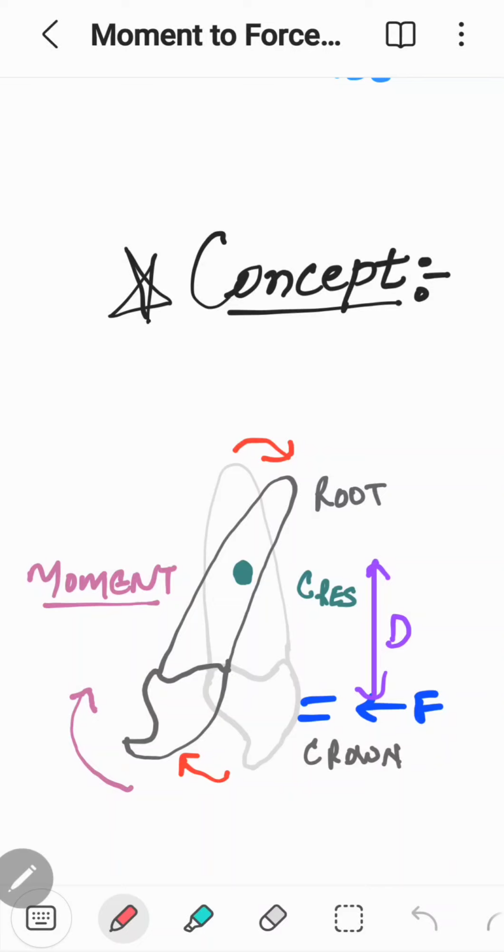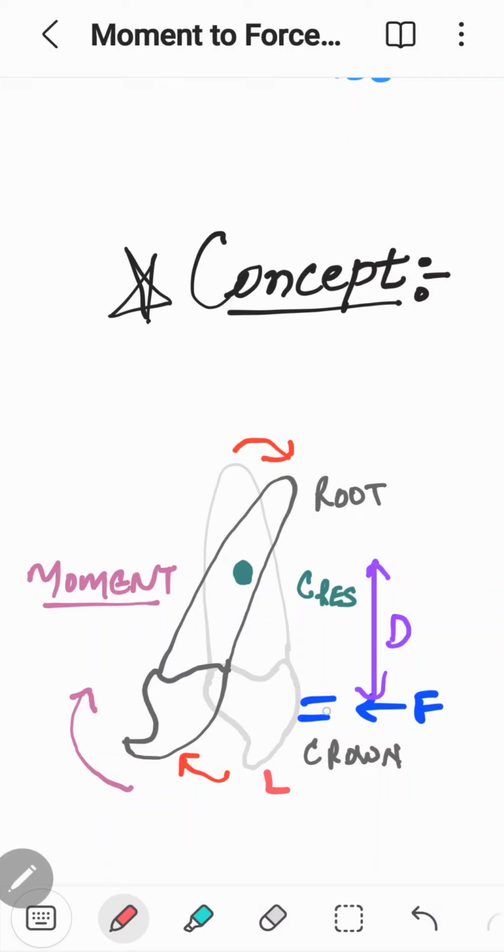Now coming back to the concept, we know that the center of resistance of a tooth is somewhere between the root apex and the alveolar crest, midway between both points. Every time, it's not possible for us to apply a force passing through the center of resistance. In most cases, the force is applied at the bracket area on the labial surface of the crown portion of the tooth.